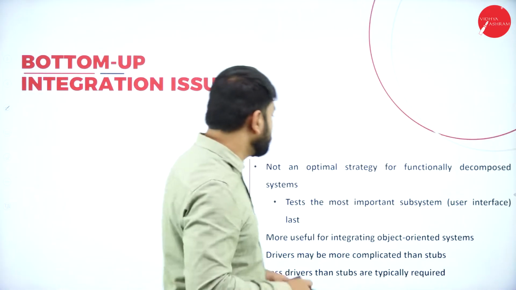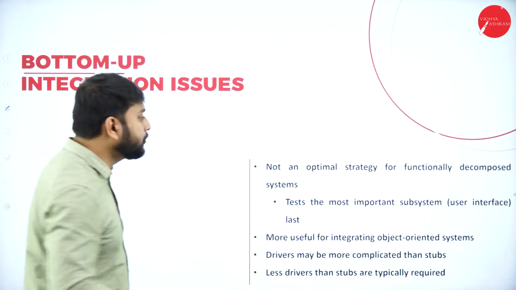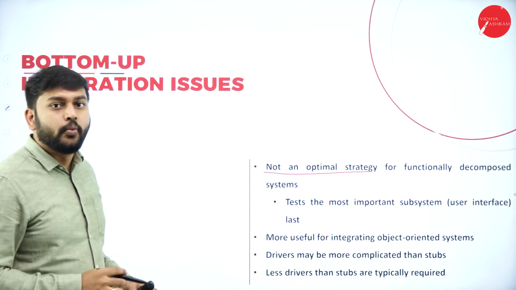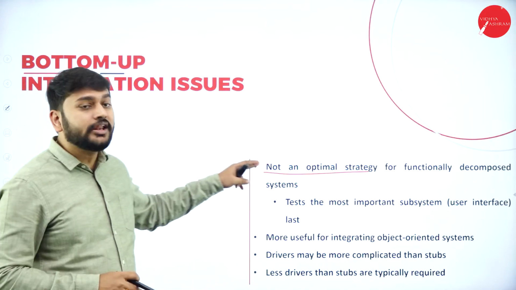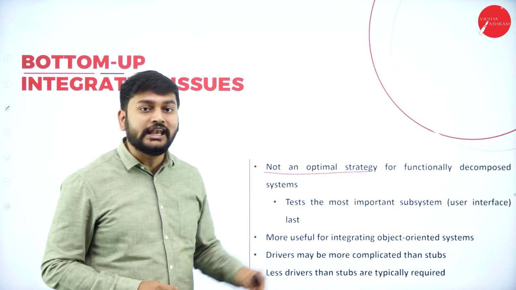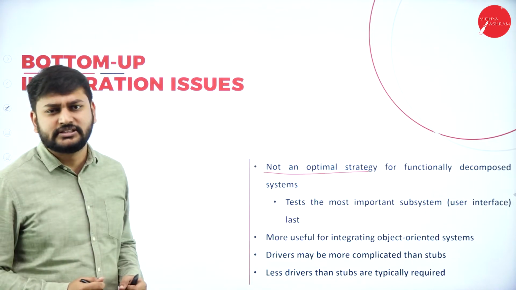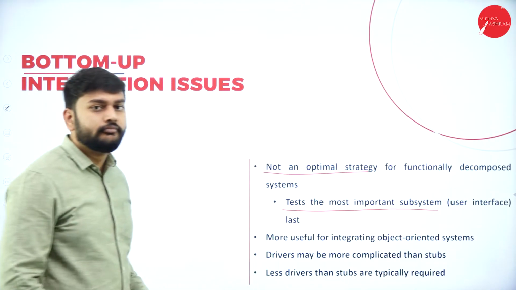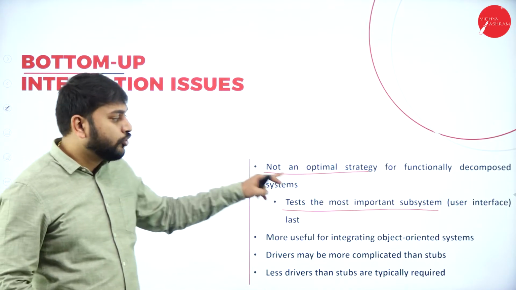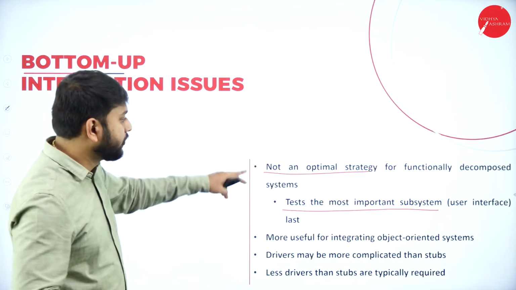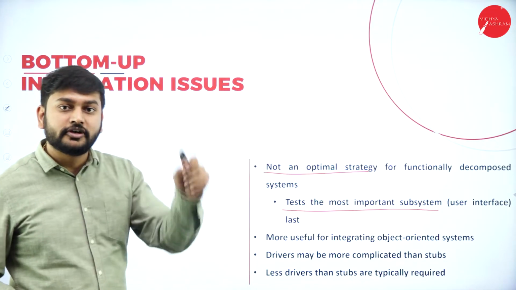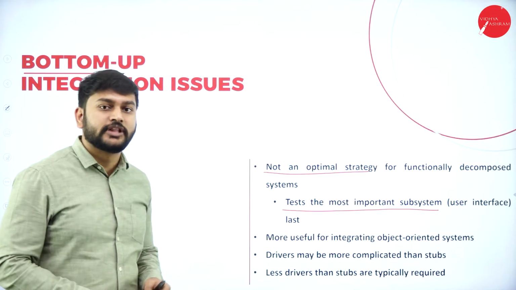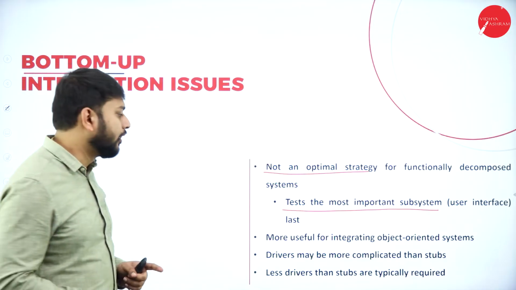So moving forward to the next point. It is not an optimal strategy for a functionally decomposed system. That's one of the important points that you need to remember. What exactly does it mean? Please listen. Test the most important subsystem. Remember, test the most important subsystem. When I'm performing functional decomposition, first you need to test the most important subsystem. That's the most important point that you need to remember.